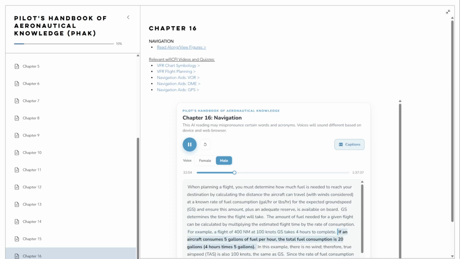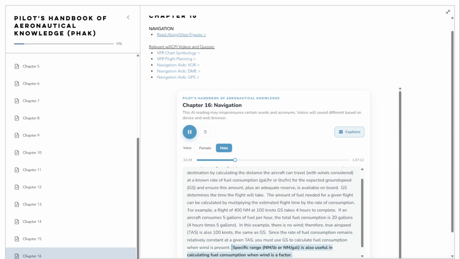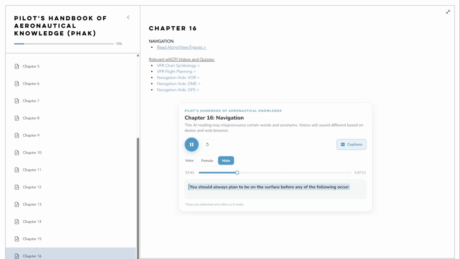If an aircraft consumes 5 gallons of fuel per hour, the total fuel consumption is 20 gallons, 4 hours times 5 gallons. In this example, there is no wind. Therefore, true airspeed, TAS, is also 100 knots, the same as GS. Since the rate of fuel consumption remains relatively constant at a given TAS, you must use GS to calculate fuel consumption when wind is present. Specific range, nautical miles per pound or nautical miles per gallon, is also useful in calculating fuel consumption when wind is a factor. You should always plan to be on the surface before any of the following occur.